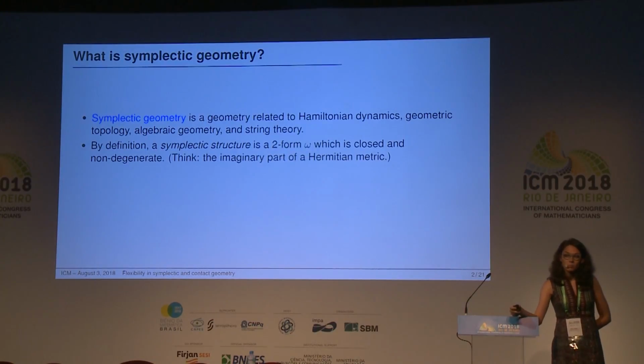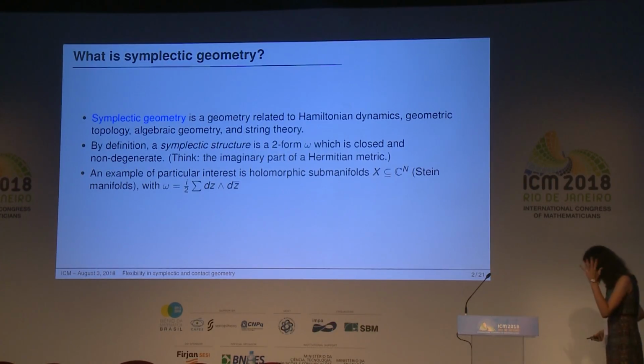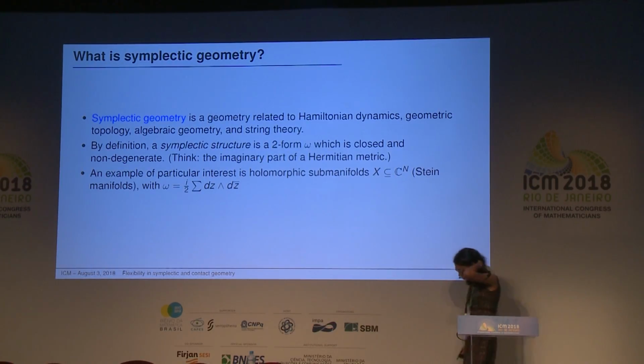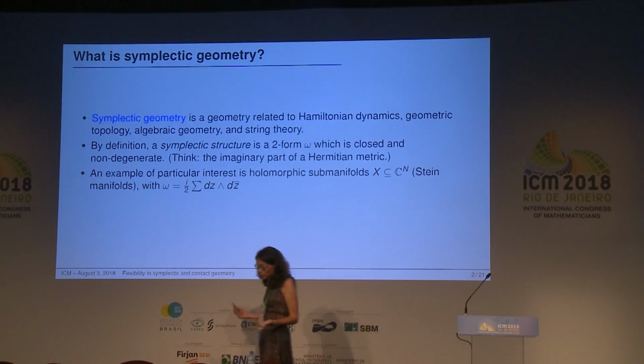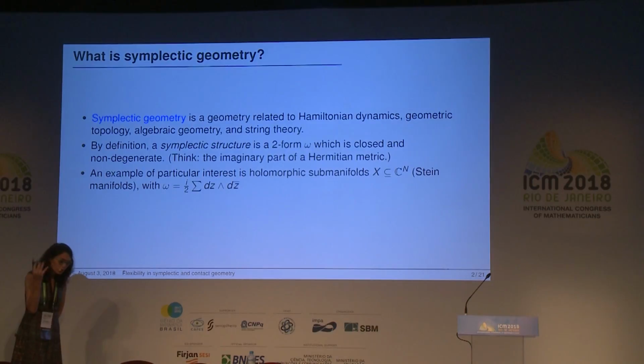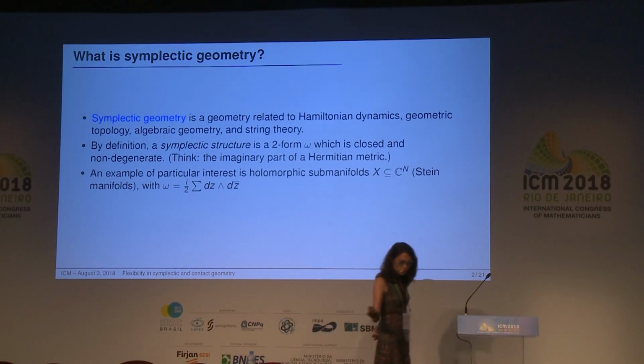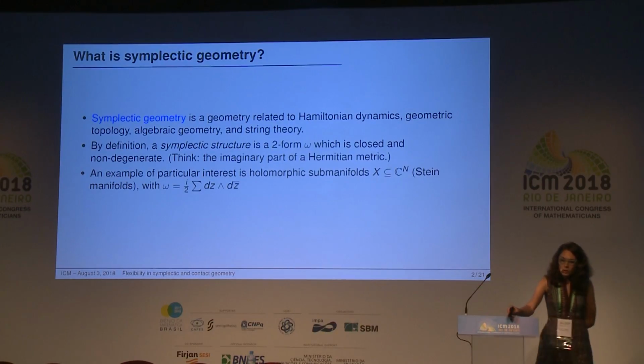The relation to complex geometry is that you can think of it as the imaginary part of a Hermitian form. So this is a connection with Kähler geometry. And then the particular class that I'm interested in myself, which is a very large class, is that of Stein manifolds, or just holomorphic submanifolds of Cn, where you just restrict the natural structure.